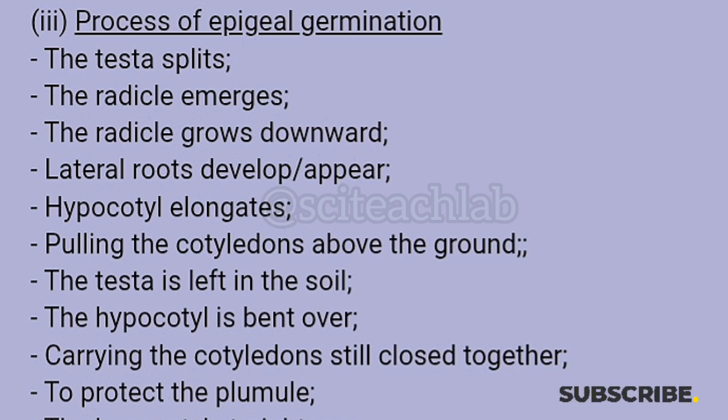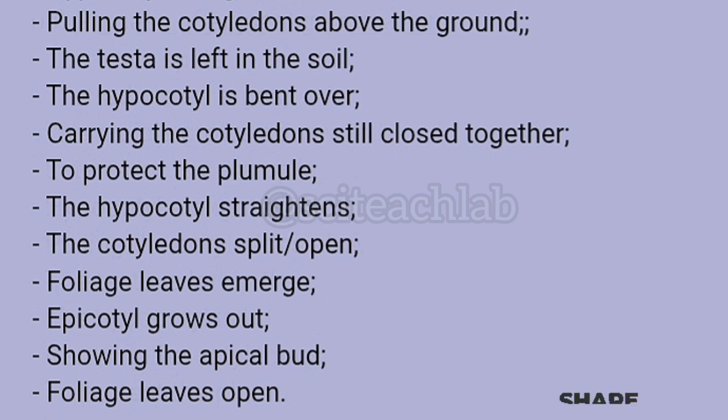The hypocotyle elongates, pulling the cotyledons above the ground. The tester is then left in the soil, and the hypocotyle is bent over, carrying the cotyledons that are still closed together. Why? To protect the plumule. The hypocotyle will then straighten, and the cotyledons will split open. The foliage leaves will emerge, and the epicotyle grows out, showing the apical bud, and the foliage leaves will then open. Okay, so that's how a bean seed germinates, from when you put the seed on the ground to when it starts growing and comes out as a plant.